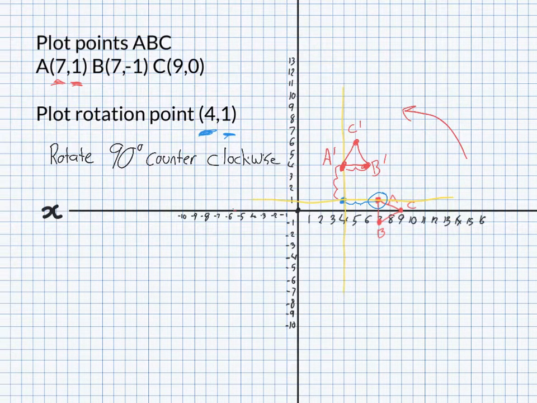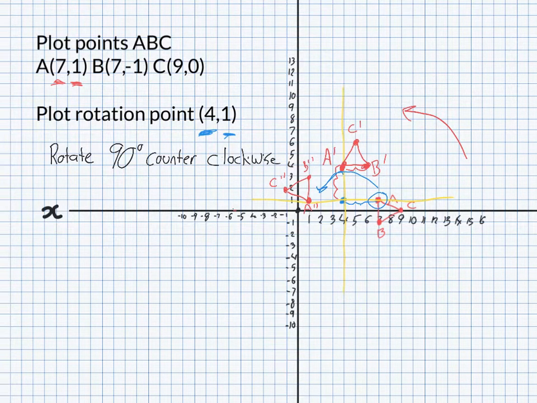If I was to rotate it 180 degrees, I would do the exact same thing. I'd take it from my A point to 90 and over to 180. And it would be 3 away from the rotation point, right here, along that horizontal line. And we'd have our B2, A2, and C2. I just connect my lines. So that would be a 180 degree rotation.